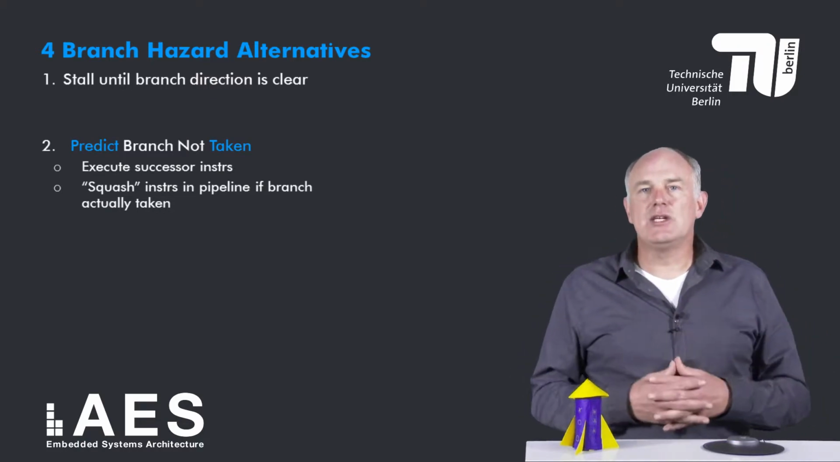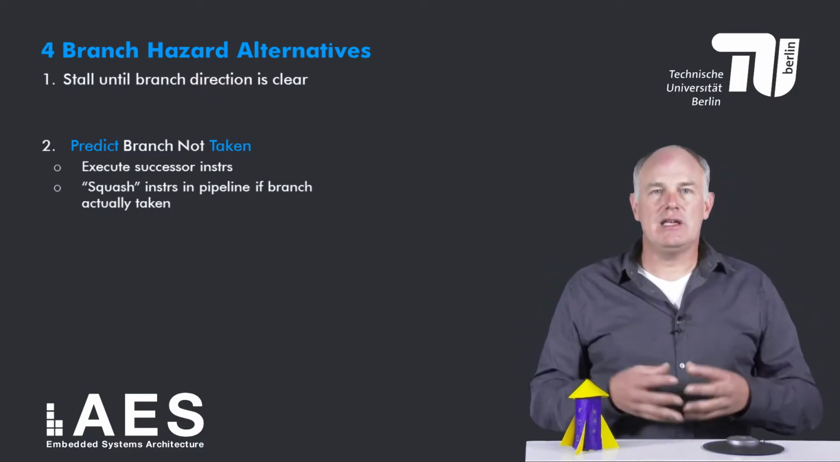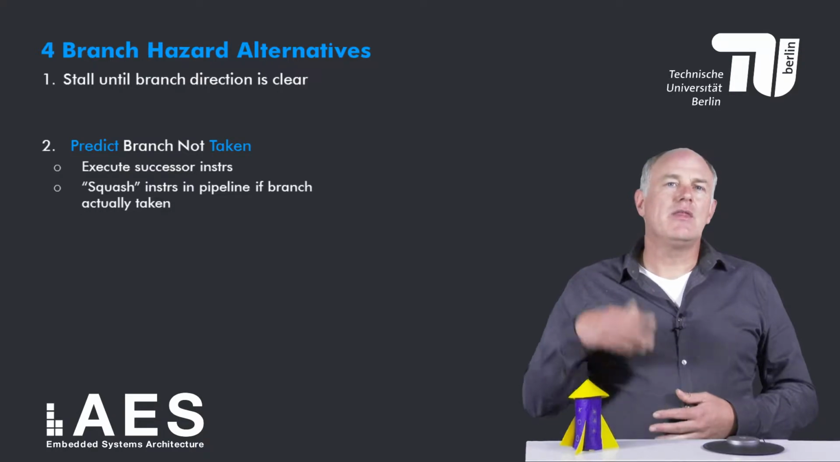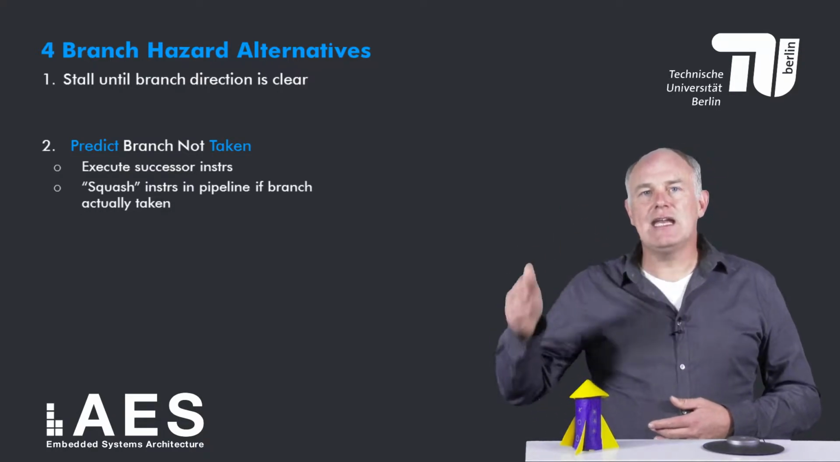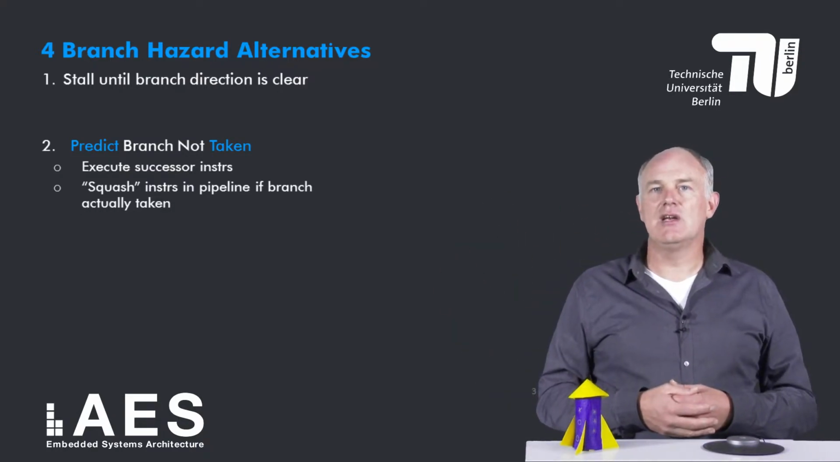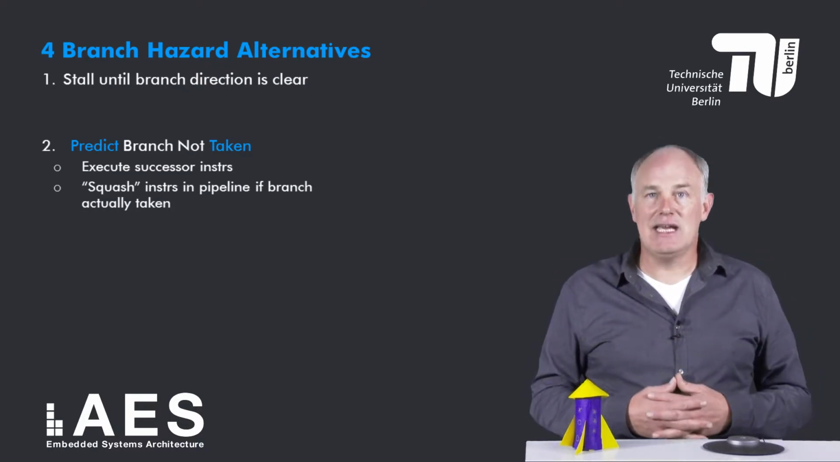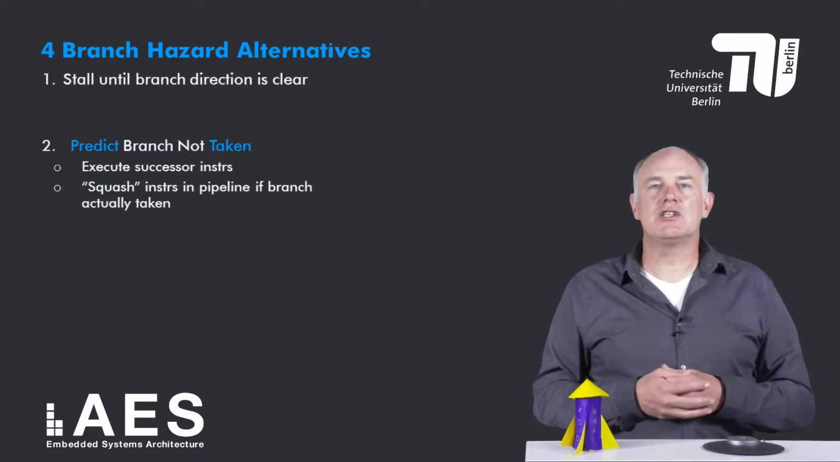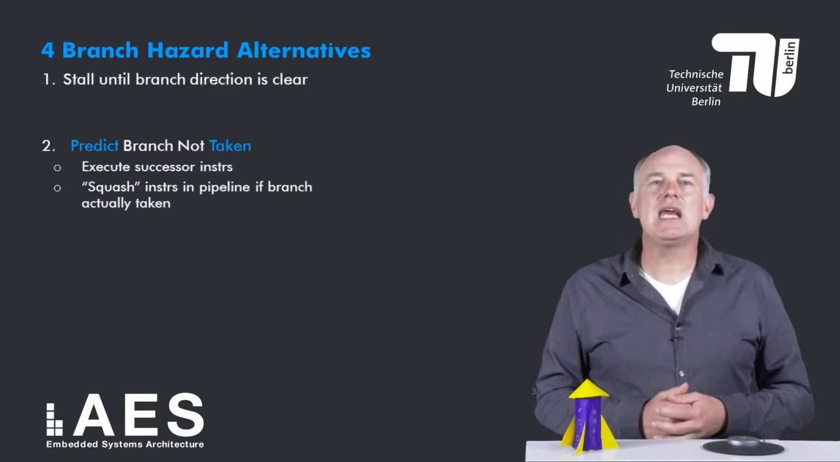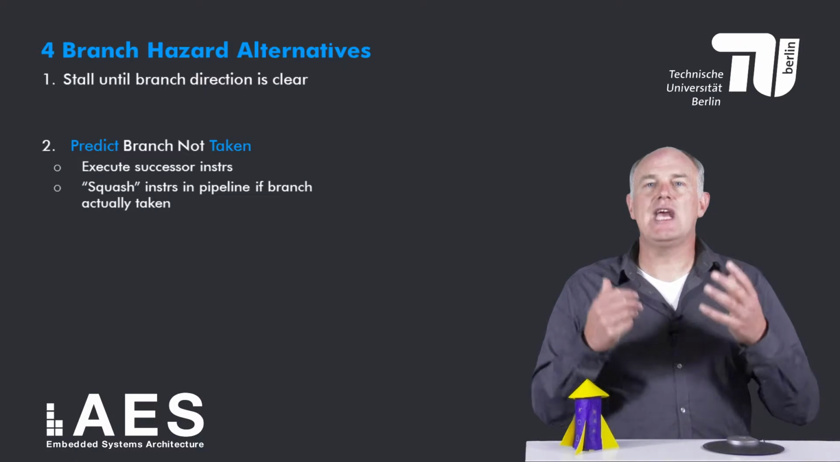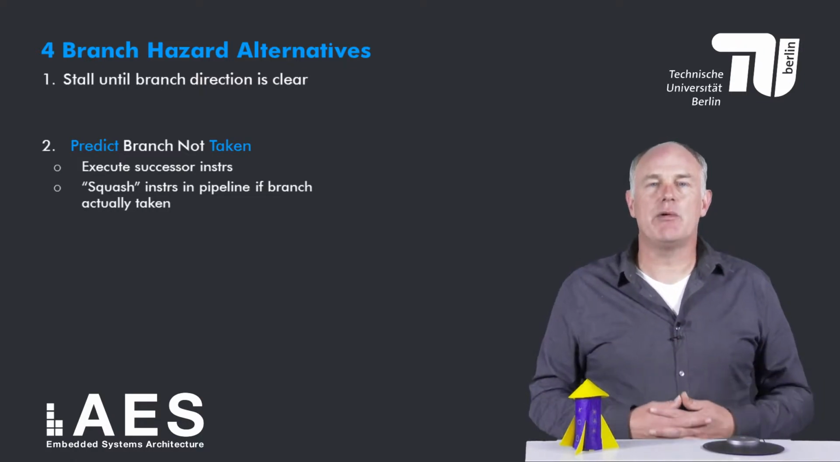The second option is to basically predict that the branch will not be taken. This means that we continue fetching and executing the next sequential instruction, but if the prediction turns out wrong, if the branch is actually taken, the wrongly fetched instructions need to be squashed, meaning they should not be allowed to change the so-called state of the processor.